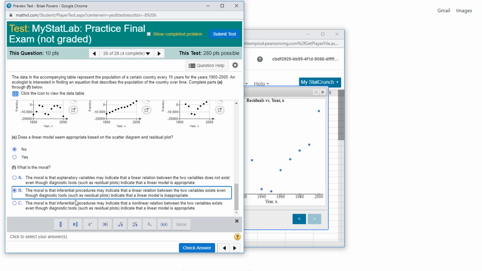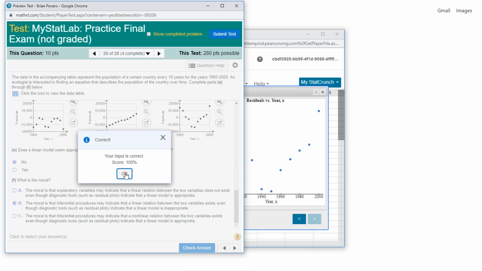Let's see the third one. The moral is that inferential procedures may indicate that a nonlinear relation between the two variables exists, even though, no, that's not the moral. My take on it is that actually a non-linear model would be better, but that's not what this told us directly. The hypothesis test on the slope said that, oh yeah, it's definitely a significant linear relationship. But when you look at the residuals, you realize, oh, it's not a linear relationship, it's a curved relationship. And you can get that from the residuals. Anyway, let's check our answer. Yep, 100% correct. Let's move on.